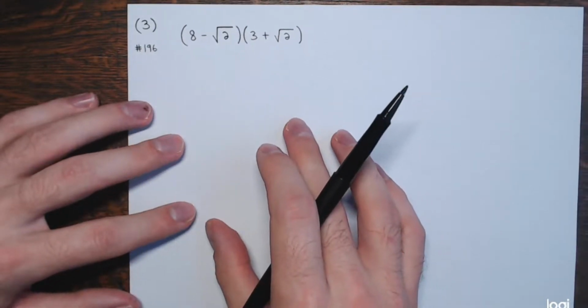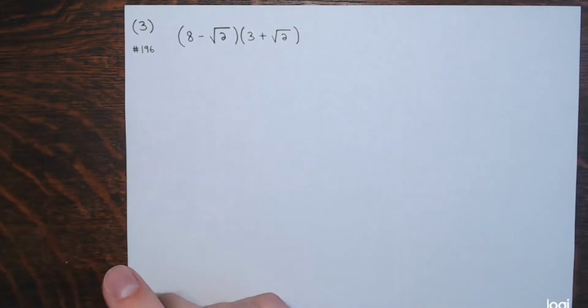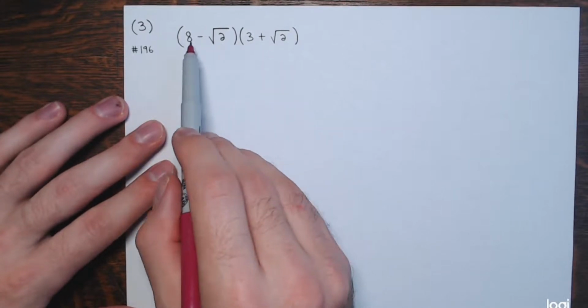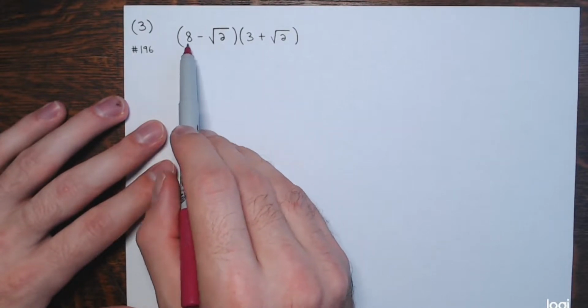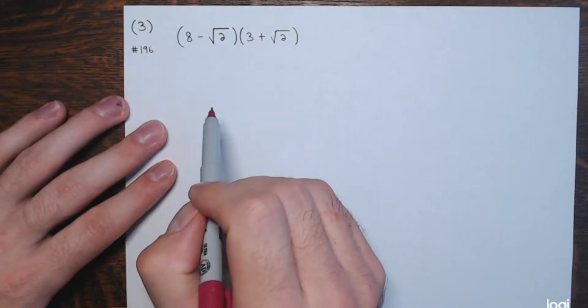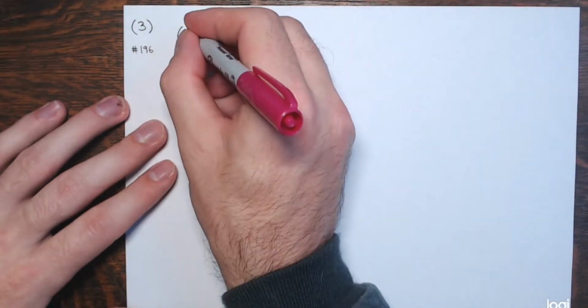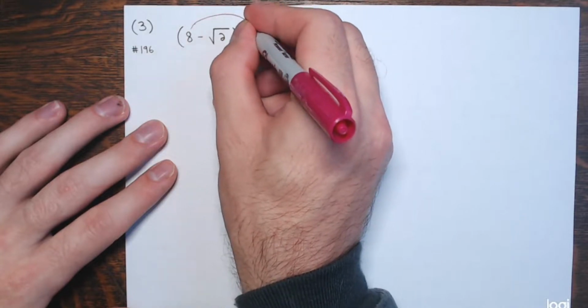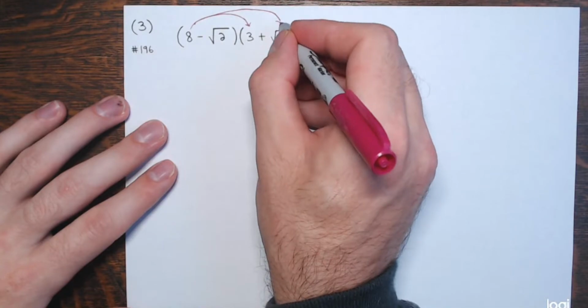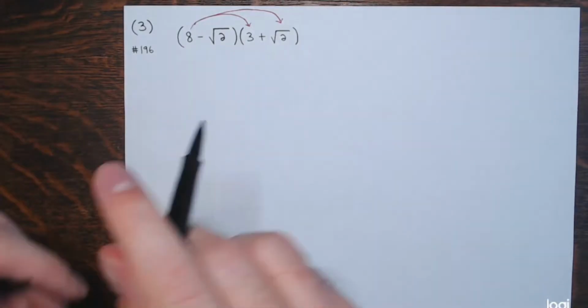You could call it foiling if you wish, but you multiply these just like multiplying polynomials. How do you multiply a two-term polynomial by another two-term polynomial? Well, you take each term from one of them and distribute to the other, and then combine any like terms. So first I'll start with the 8. I distribute the 8 to the 3 and the positive square root of 2. Right, so I'll start with that.